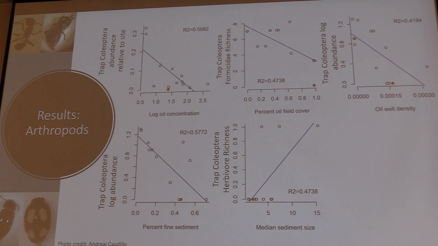You'll notice the left one is decreasing, very similar to what we saw in the past, and that one's percent fine sediment. So with more fine sediment, we see less abundance of our beetles. And the other one, it looks like it's positive, but it's not, just because the median sediment size, if it's really fine sediment, you're gonna find that the more stressed sites are off to the left on that x-axis, and you'll see a decrease in herbivorous beetles in this case.